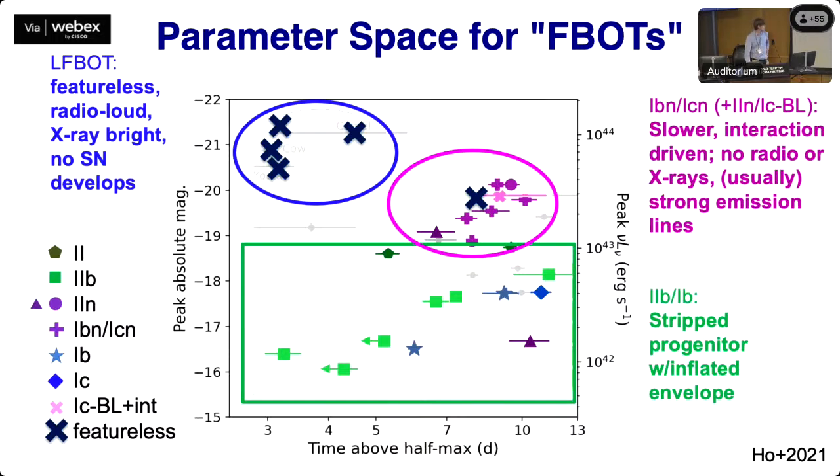But there's also a third population, which is different from these other 2, which is what I'm going to be focusing on in this talk. And this is sometimes called the cow-likes. I'll get back to that in a second. Sometimes called LFBOTs, luminous fast blue optical transients.